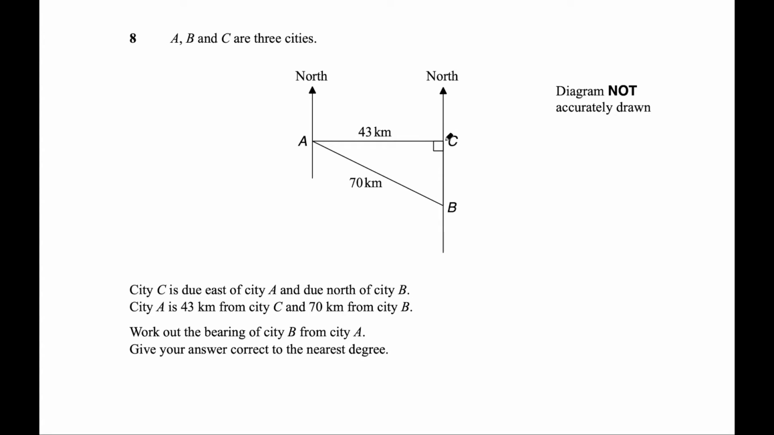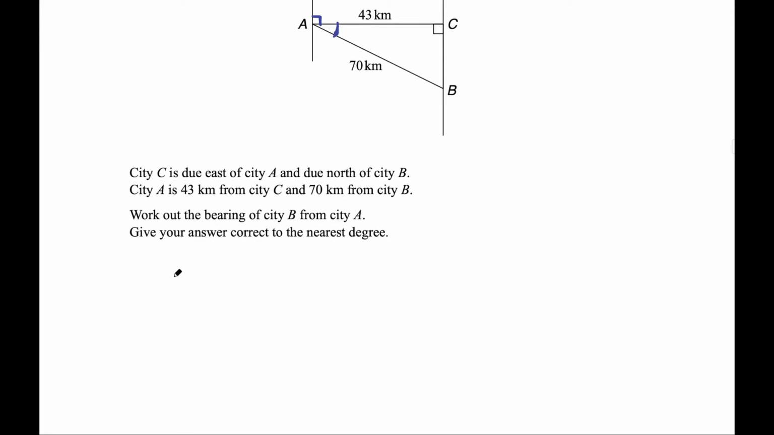Okay, so because they tell us C is due east of A, and we have that north bearing there, we know this is going to be a 90-degree angle in here. So to work out this bearing, what we're left with is we have to work out this angle in here. And we can work that angle out using the trigonometric ratios because we're given 2 sides of this right angle triangle. If I'm given the adjacent side and the hypotenuse, which trigonometric ratio do I need to use? That will be the cosine function, because the cosine of an angle equals the adjacent over the hypotenuse.